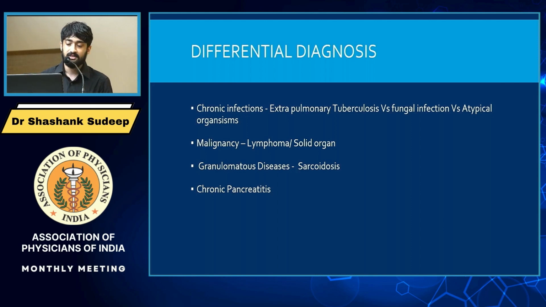Among chronic infections, being in India, extrapulmonary tuberculosis must always be high because of the base rate, and we also considered any fungal infection or atypical organisms like brucella. Malignancy was considered in view of the fever and systemic symptoms like weight loss and anorexia, so a hematological malignancy like lymphoma, or secondary metastasis from an unknown primary solid organ tumor. Granulomatous diseases can also present with a prolonged febrile illness, and they also form an important differential for the other two.